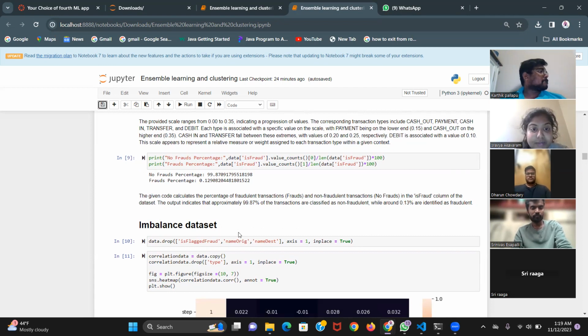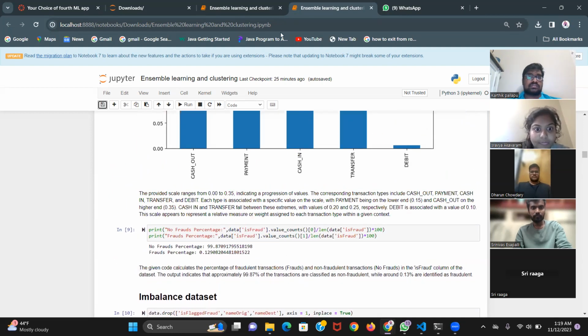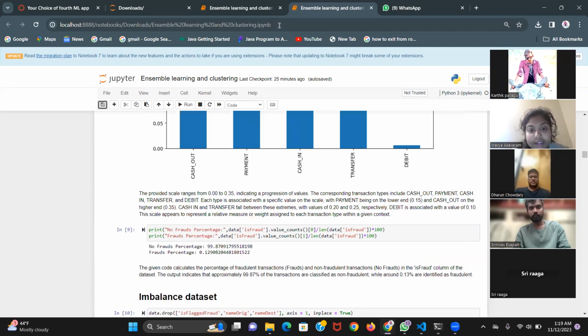And here we are printing the percentage of frauds and no frauds. Here we can see the no fraud percentage is 99.87 and the fraud percentage is 0.12. Can you please scroll upwards? The given code calculates the percentage of these. The output indicates that approximately 99.87% of the transactions are classified as non-fraud, while 0.13% is identified as fraud. And when it comes to the imbalanced data, can you please scroll down?